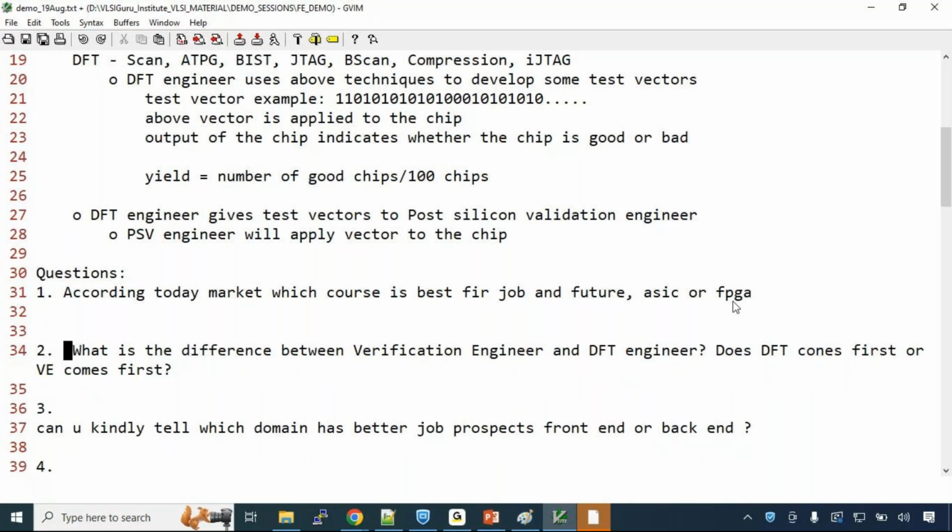What is the difference between a verification engineer and a DFT engineer? Does DFT come first or verification come first? I told you already. Verification is about finding the functional defects. DFT is about finding the manufacturing defects. So who comes first? Verification is done first. After that, you do the DFT on the RTL and at the gate level. The person who asked this question, is it clear?